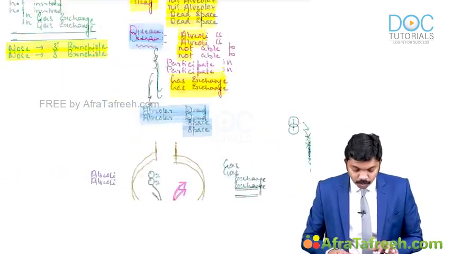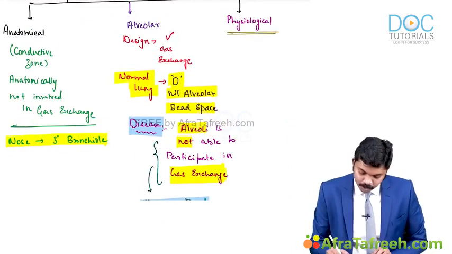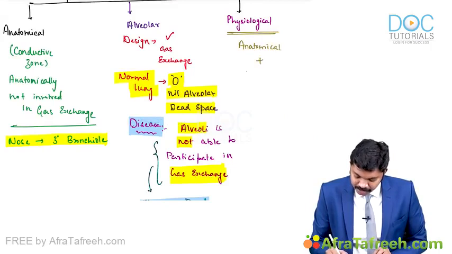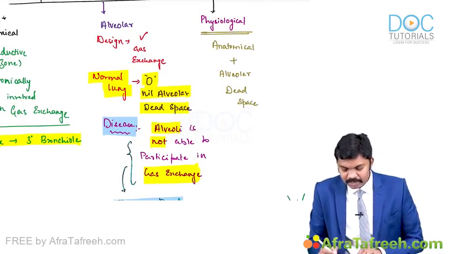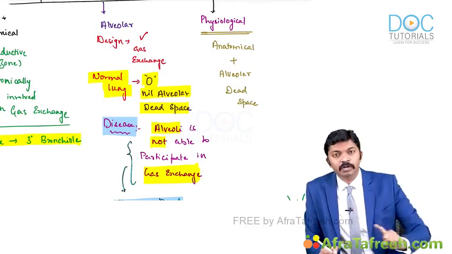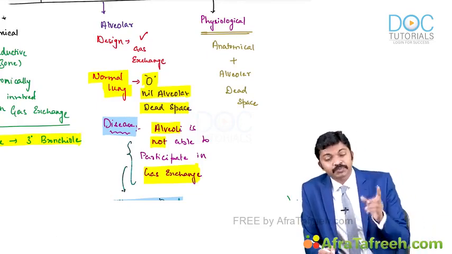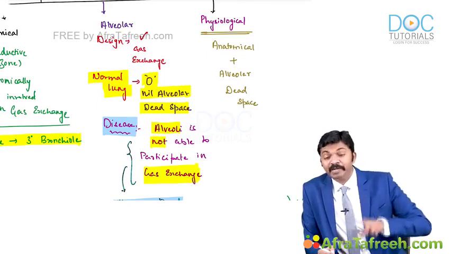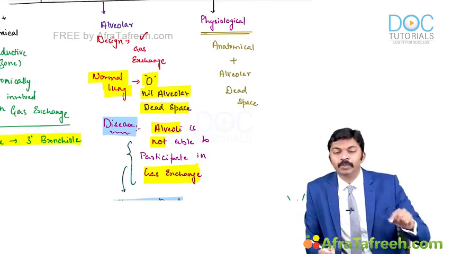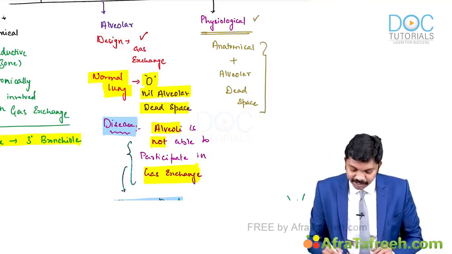So, you know now what is an anatomical dead space and what is an alveolar dead space. Now, if you add anatomical dead space plus alveolar dead space, which means you add the volume of airways which are normally not involved in gas exchange, plus the alveolar regions which are normally ventilated, but pathologically not involved in gas exchange, we call the net volume physiological dead space.